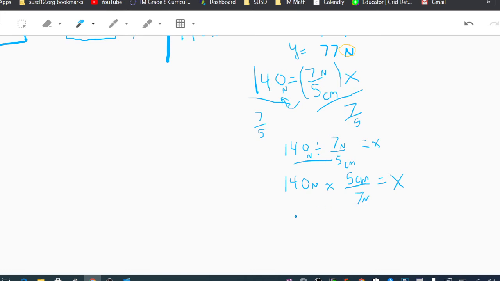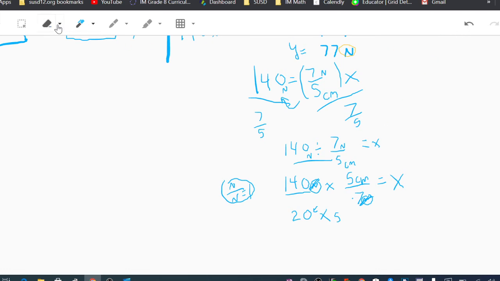140 divided by 7 is 20. And these newtons, they cancel out. Because there's a newton on the top, there's a newton in the denominator, they cancel out. That's the same as newtons divided by newtons. Well, anything divided by itself is always equal to 1. That's how these newtons cancel out, because anything divided by itself is equal to 1. Okay, so 140 divided by 7 gave me 20, and I still have that 5 over there. 20 times 5 centimeters.